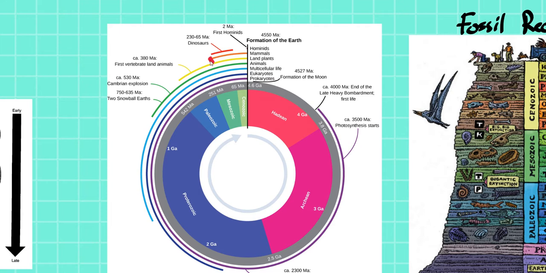The first mammals, not until less than 250 million years ago. Here's the period of time where there were dinosaurs, between about 250 million and about 65 million years ago.